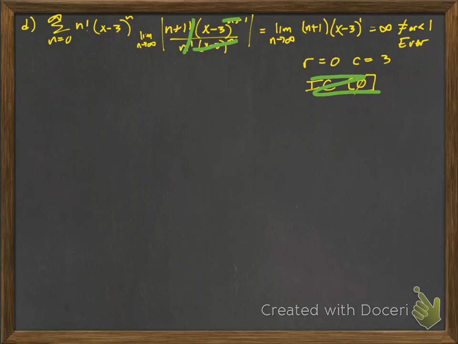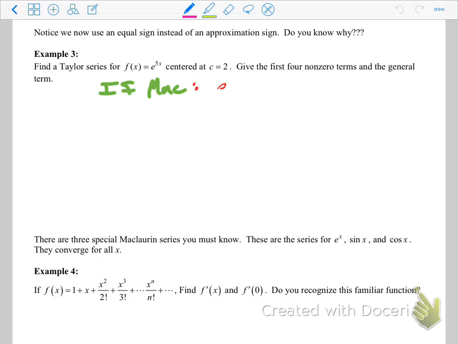But you do have to notate the center, which you can see in the original part of the problem. X minus 3 means a center of 3. And then the interval of convergence is an empty set, or you just leave it blank. There is no interval of convergence.